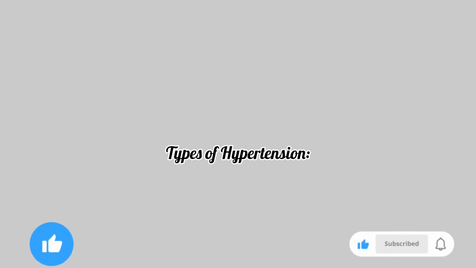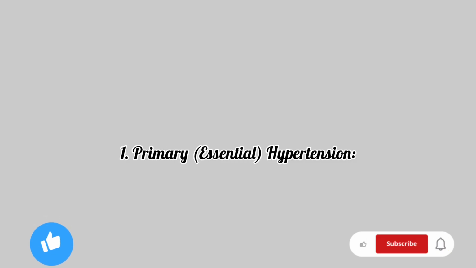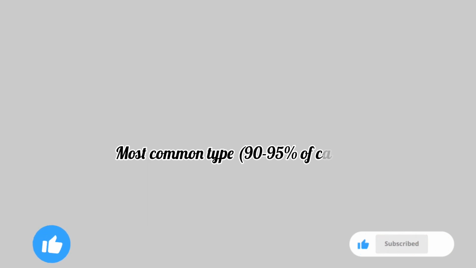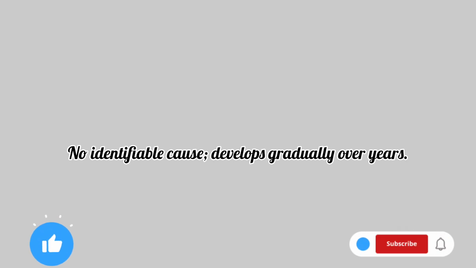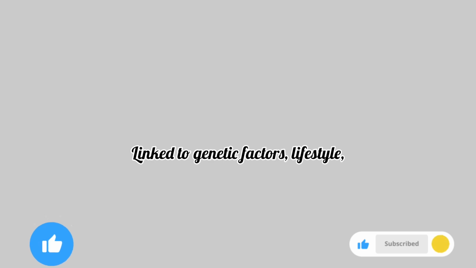Types of hypertension. 1. Primary essential hypertension. Most common type, 90 to 95% of cases. No identifiable cause, develops gradually over years. Linked to genetic factors, lifestyle, and environmental influences.